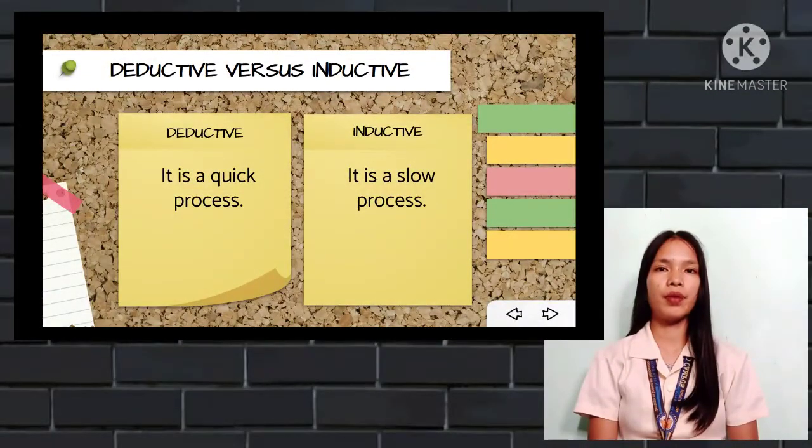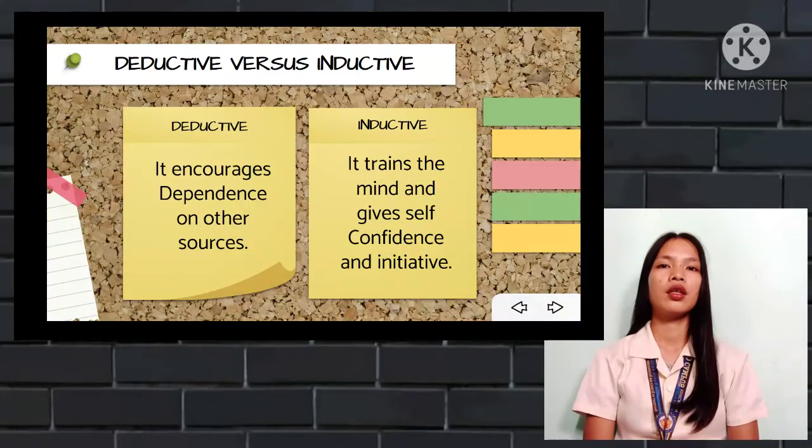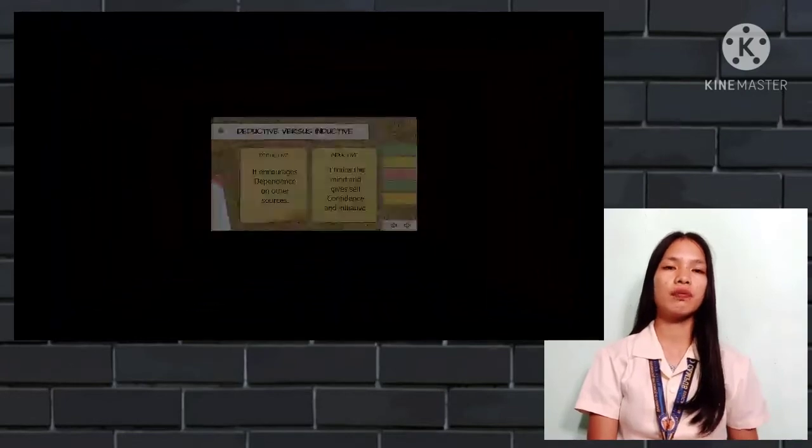The deductive method is a quick process, while the inductive method is a slow process. The deductive method encourages dependence on other sources, while the inductive method trains the mind and gives self-confidence and initiative.